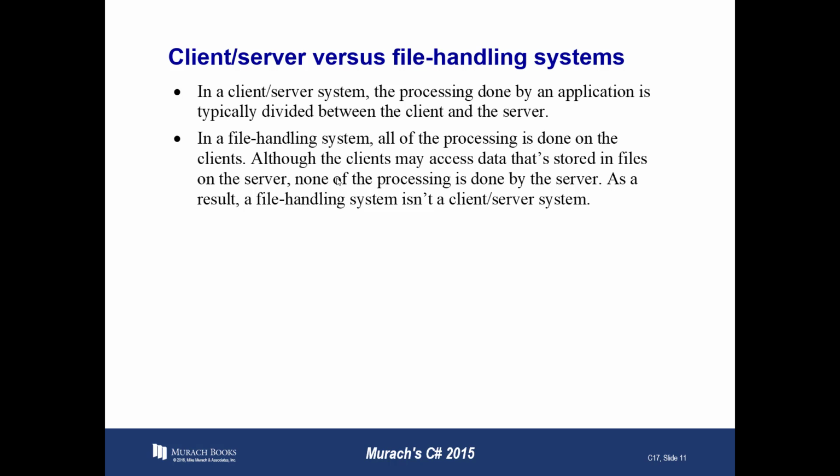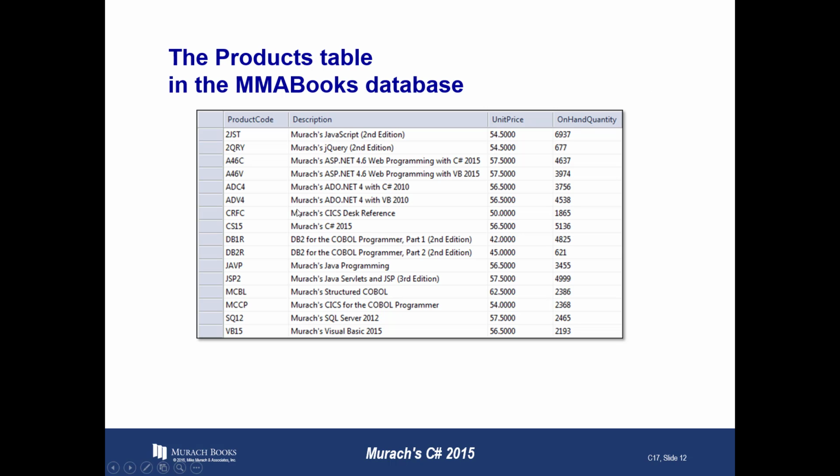In a client-server system, as it says, the processing done by the application is typically divided between the client and the server. You typically have what's referred to as a fat server, thin client, where most of the work is done on the server, or a thin server, fat client, when more of the work is done on the client side. Now, in a file handling system, all of the processing is done by clients. That's not a database. Although clients, as it says, may access data stored in server files, none of the processing is done by the server. So a file handling system is not a client-server system.